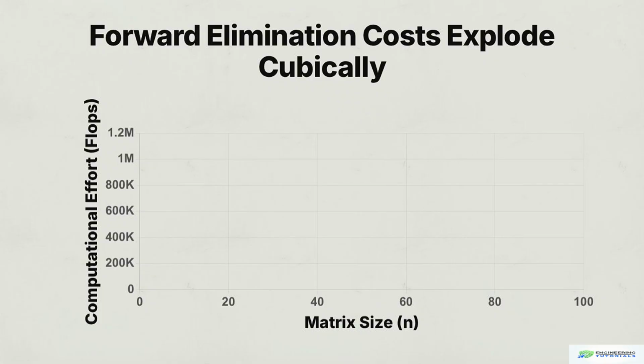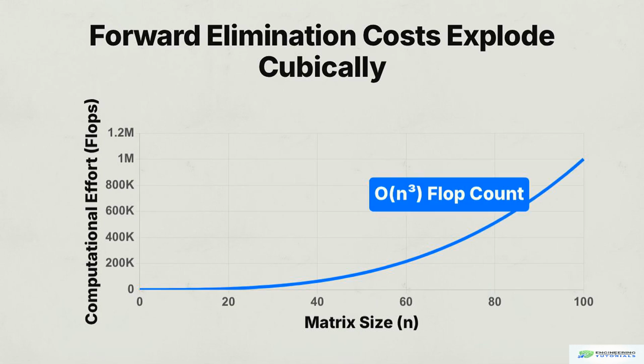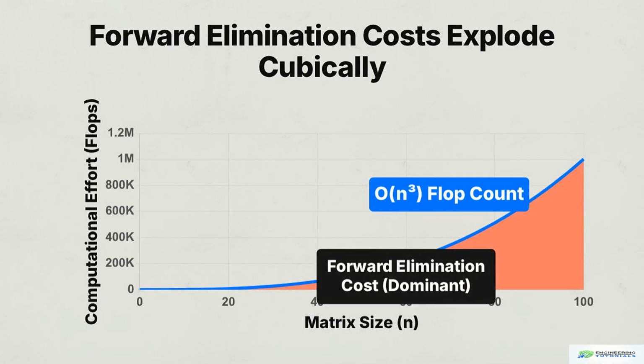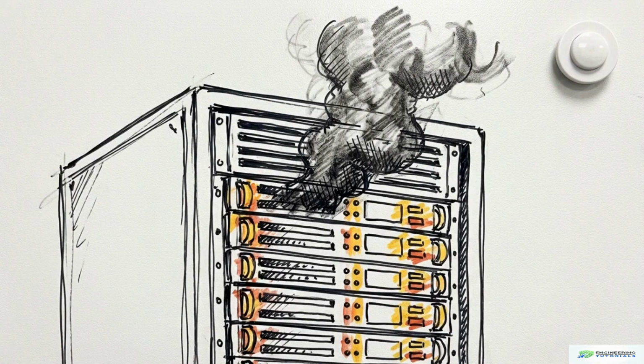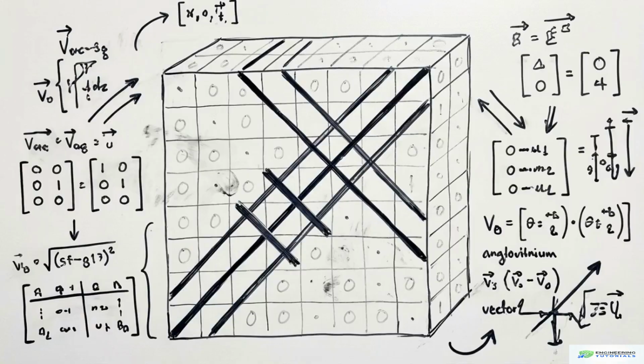The computational cost of Gauss elimination scales cubically. This is mathematically expressed as an O of n cubed flop count. As the matrix grows, the time required to process the forward elimination phase curves upward aggressively. While naive Gauss solves the analytical scaling problem that broke Cramer's Rule, its cubic growth means giant matrices will eventually choke standard processors. To go bigger, we have to look for structural optimizations.